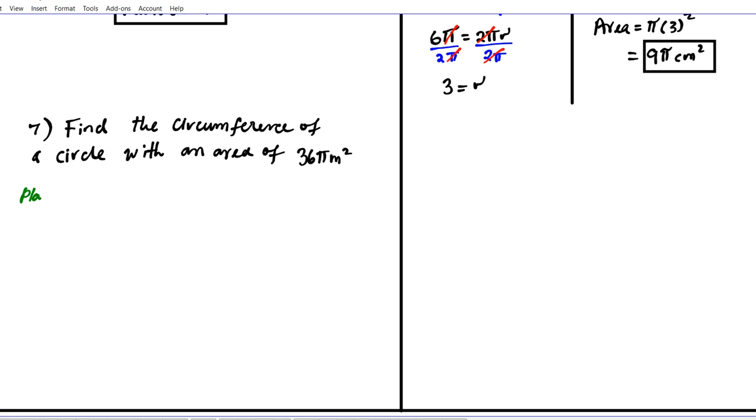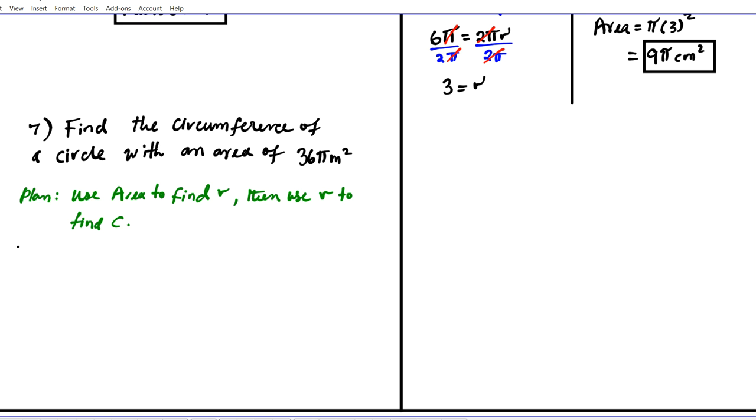So what we're going to do is use the area to find the radius. Okay, that's part 1. And then use the radius r to find what? To find the circumference, to find big C. There you go. Okay, part 1 and 2.